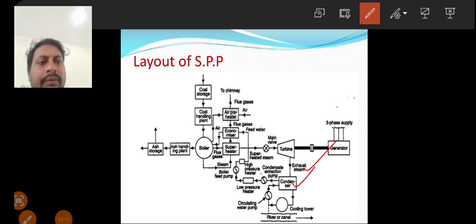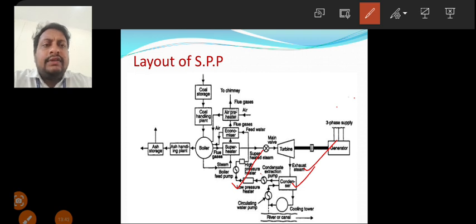This water is circulated again to the condenser, then the low pressure heater, then the high pressure heater, then to the economizer. So the circuit is like this. This is the cyclic process from the condenser. Here we have a low pressure heater and a high pressure heater, and then it feeds the boiler through the economizer. In this economizer, the water is preheated.